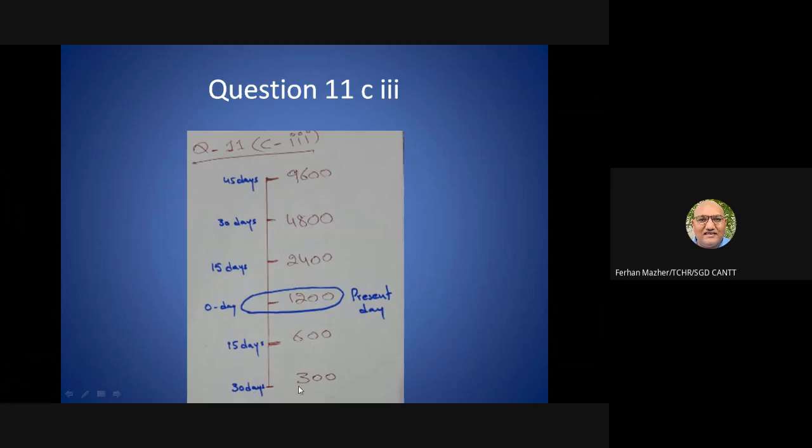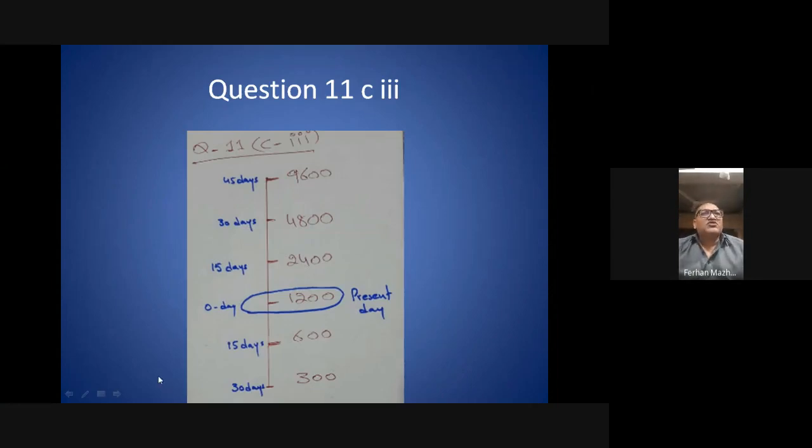So another half-life will pass, it will come. But the question is not this. The question is, what is the reading 30 days before? So we will take 1200. 15 days before, it will be 2400, double of this. And another half-life, 30 days, going back, it will be double of the 2400. It will be 4800 counts per minute.